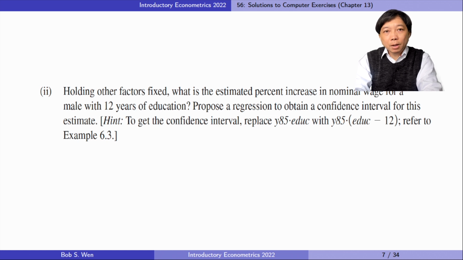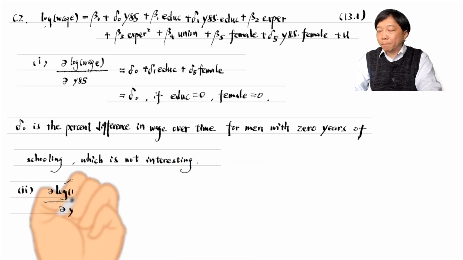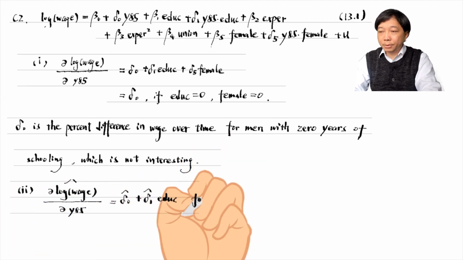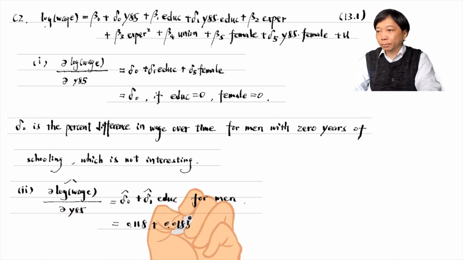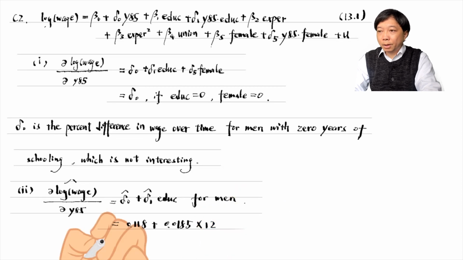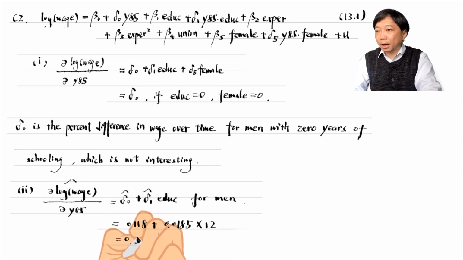In part 2, holding other factors fixed, what is the estimated percent increase in nominal wage for a male with 12 years of education? Propose a regression to obtain a confidence interval for this estimate. The percent change in wage for a man with 12 years of schooling is delta 0 plus delta 1 times education. Plug in the estimates and we obtain 0.339.